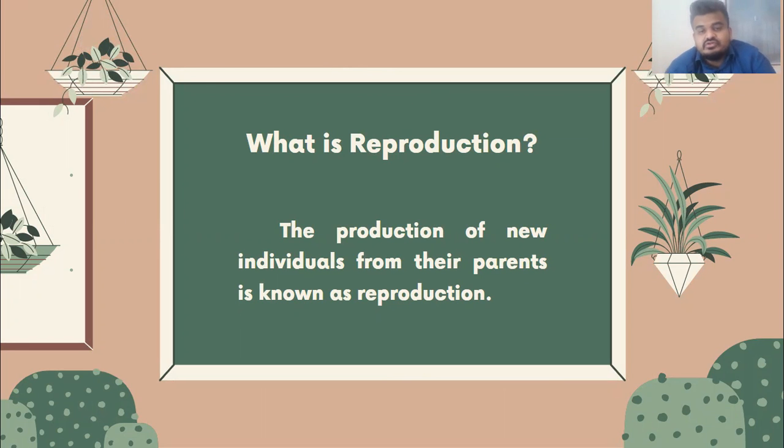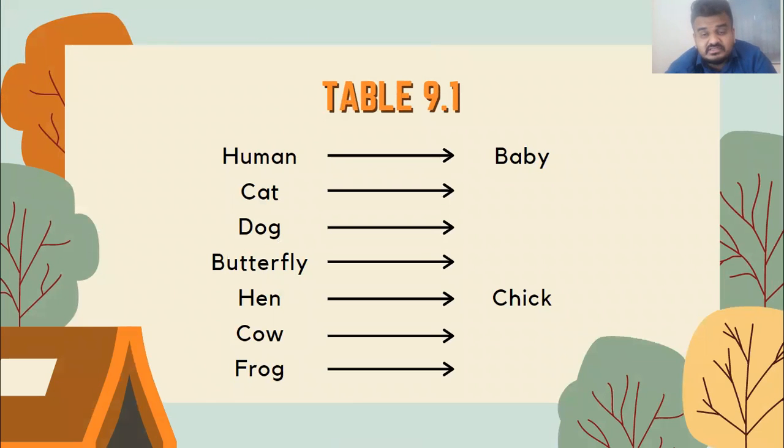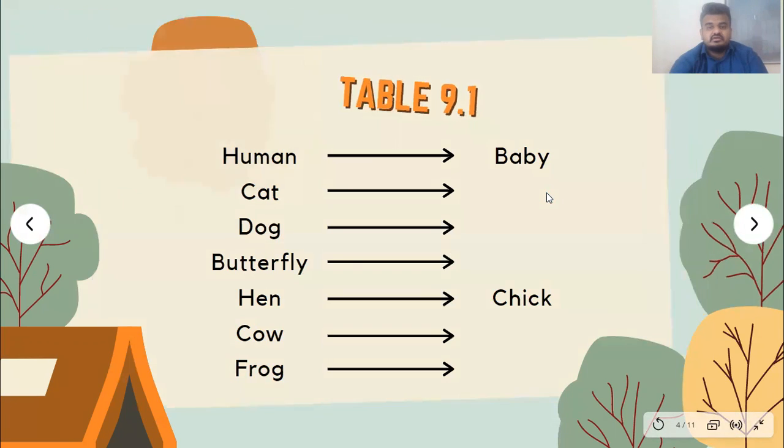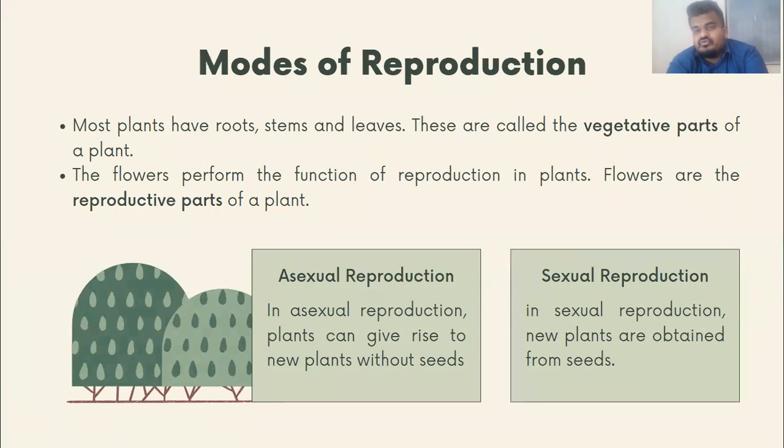Next, we have already studied and discussed this table 9.1, in which you have already completed this from young ones to adult. After this, modes of reproduction. This is also one more important topic from the basics of this chapter.